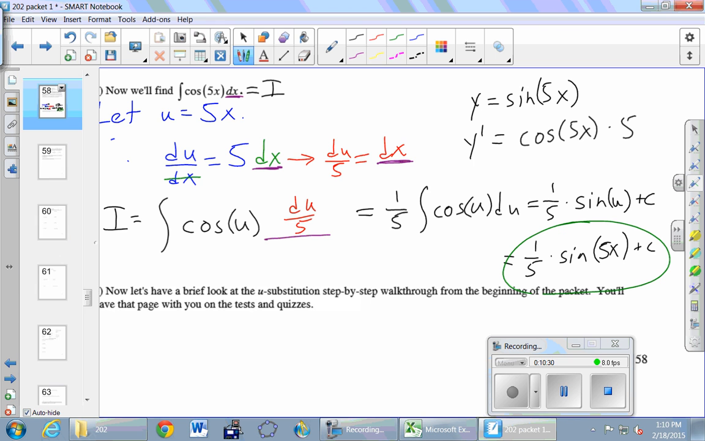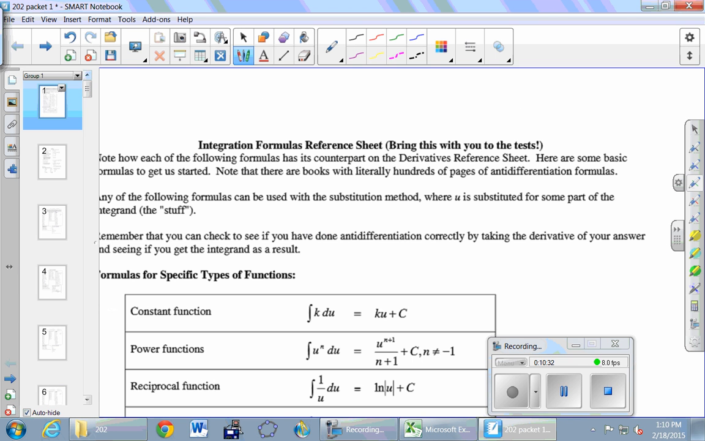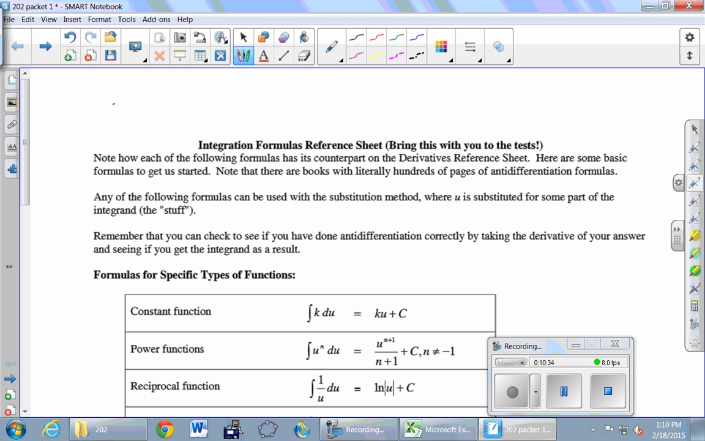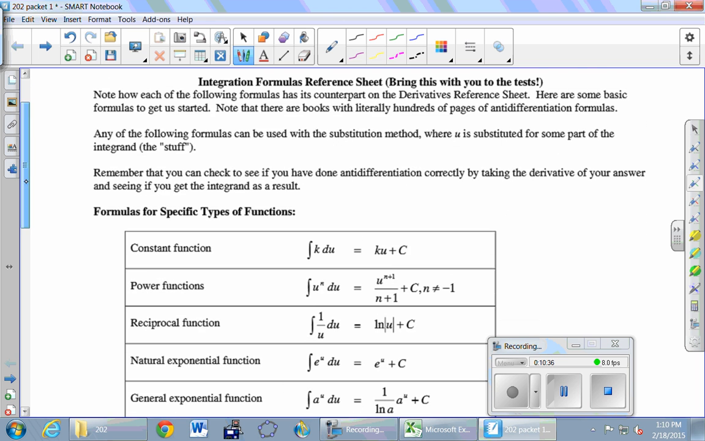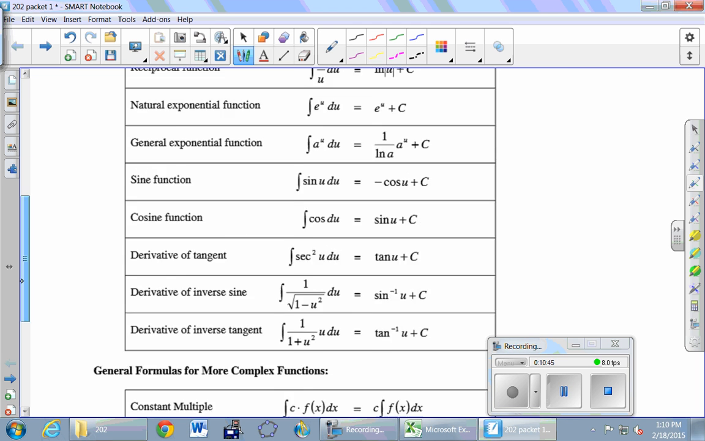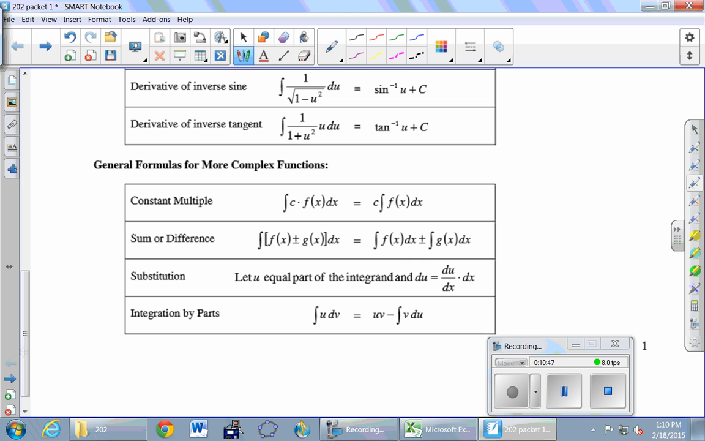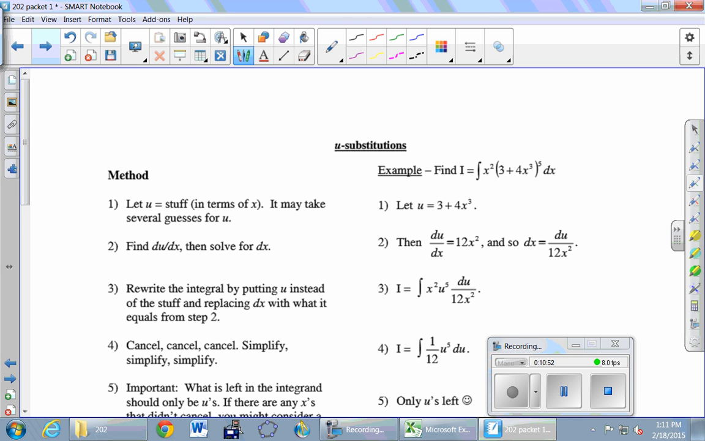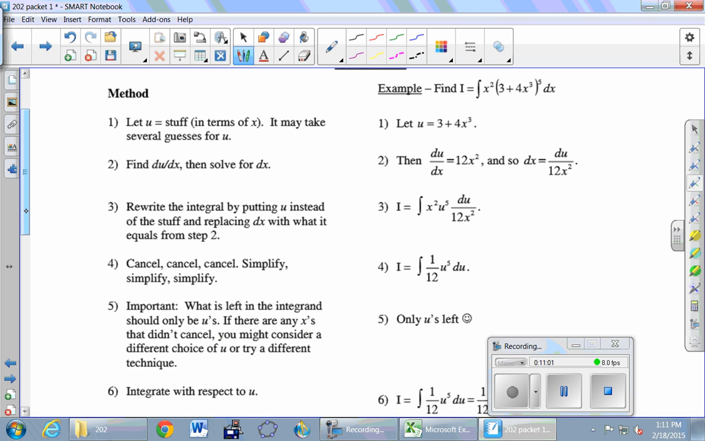We're going to jump back to page 1. So let's go all the way back to the very first page. On the front of this first page is a reference sheet with lots of antiderivative formulas, and you're going to have this reference sheet with you on tests and quizzes. And then on the back is a U substitution step-by-step process written out, which you will also have with you on tests and quizzes. So we are just going to quickly run through this guy.